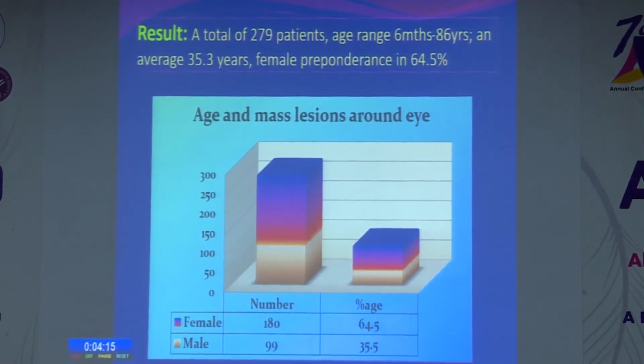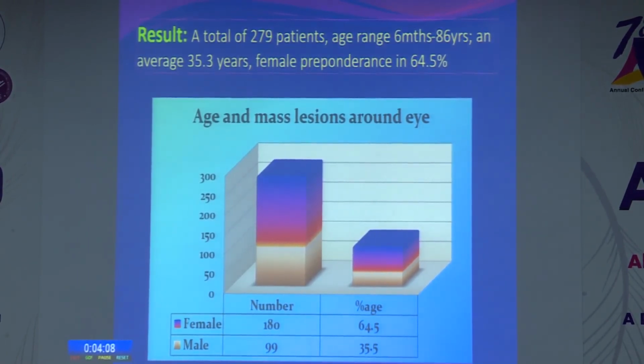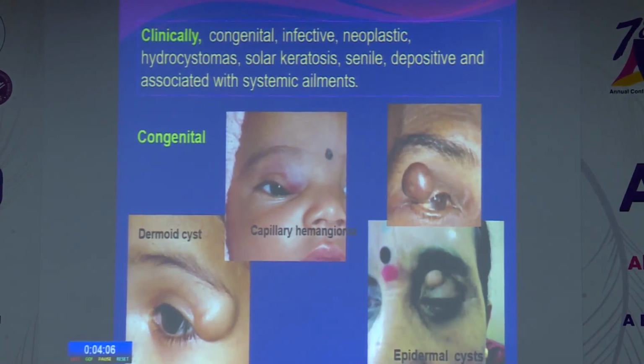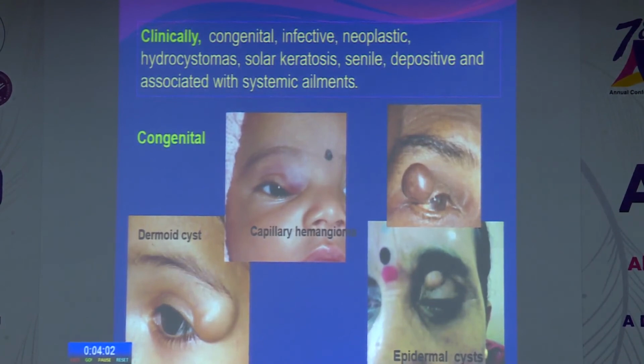a total of 279 patients, age range from 6 months to 86 years, average of 35.3 years, with female preponderance in 64.5%. We clinically categorize these lesions into congenital, infective, neoplastic, hydrocystadenomas, solar-induced lesions, senile depositive, and those associated with systemic ailments. Here are a few clinical pictures.